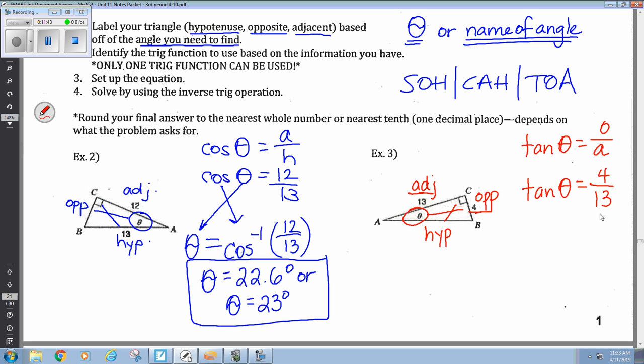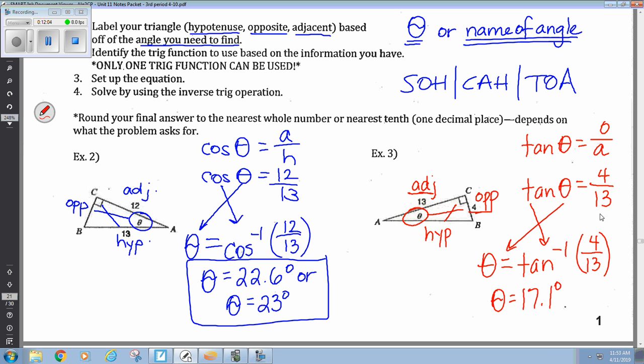And now we prepare to solve it. So theta comes in front. Tangent becomes tangent inverse. And then you let the calculator do its work. If you put it in the calculator, you get 17.1 degrees, or just 17 degrees. Again, your directions will tell you where you need to round. Let's pause for a second just to give you a moment. And then we'll switch and do a word problem example.